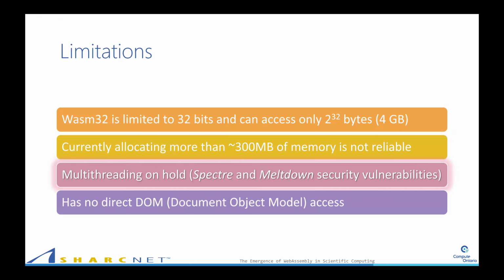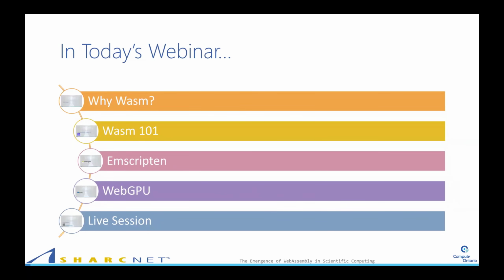And this one is really a shame for scientific computing. Support for threads with shared memory is on hold because it may circumvent browsers' mitigations for Spectre and Meltdown security vulnerabilities. But it's on the horizon. Maybe sooner or later we'll have it. This last one is not important for scientific computing, but Wasm doesn't have direct access to the JavaScript document object model. But as I said, it's not really important for our use of Wasm.